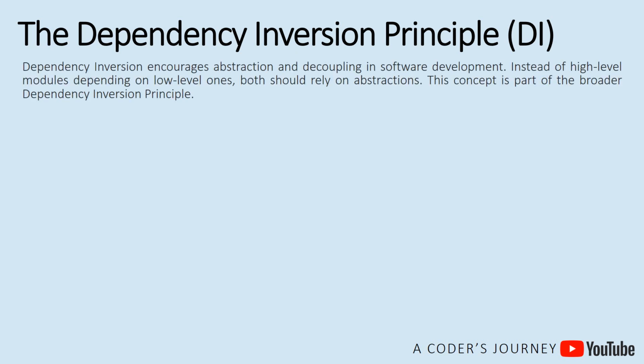Dependency inversion encourages abstraction and decoupling in software development. Instead of high-level modules depending on low-level modules, both should rely on abstractions. This concept is part of the broader dependency inversion principle. Now, there are some entities, some ideas and concepts in this definition which I want to talk about. First off, high-level modules. Let me give you an example to make this clear.